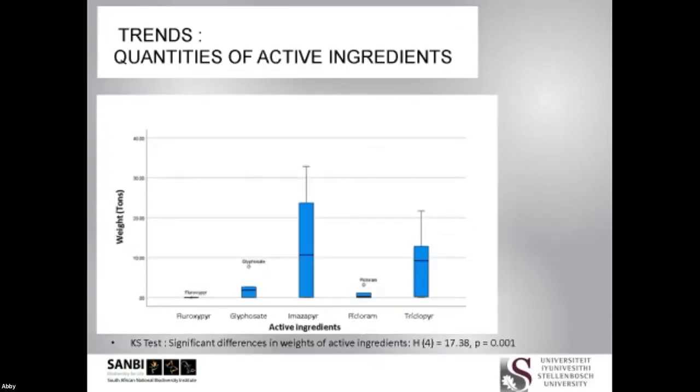When we looked at weight, according to active ingredient, we detected 5 active ingredients used in the program, with fluroxypyr and picloram being significantly lower than the other active ingredients, which were glyphosate, imazapyr, and triclopyr. The highest active ingredients, triclopyr and imazapyr, were not significantly different.